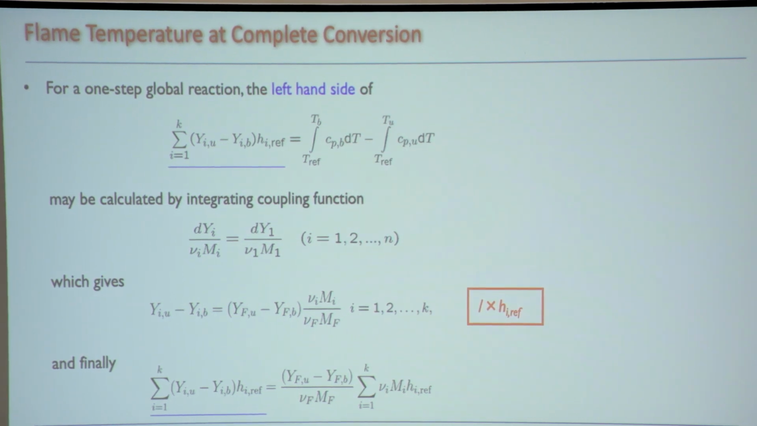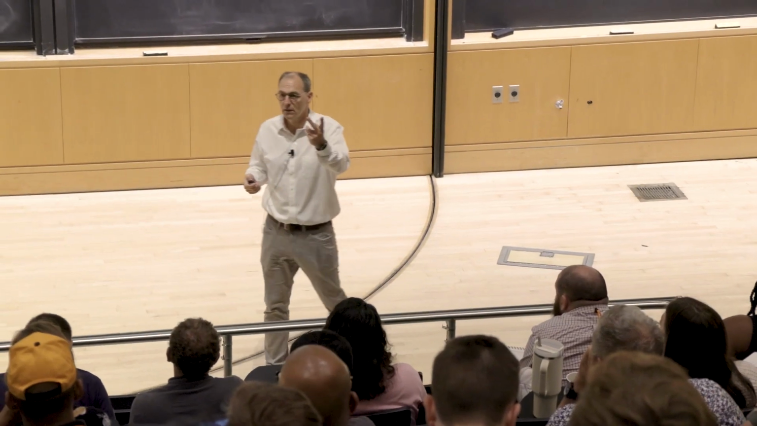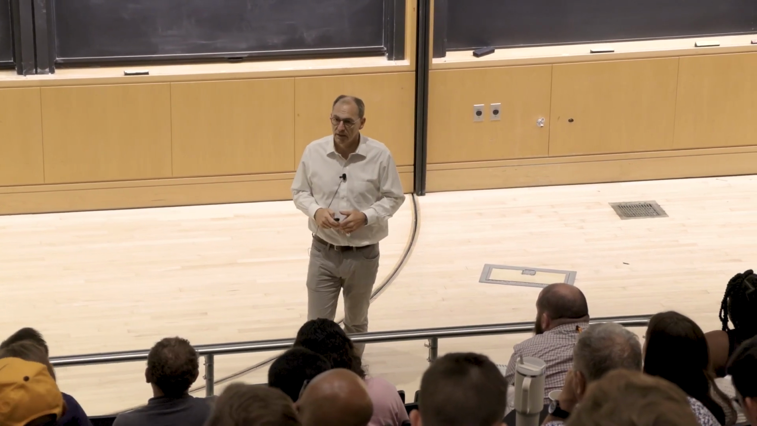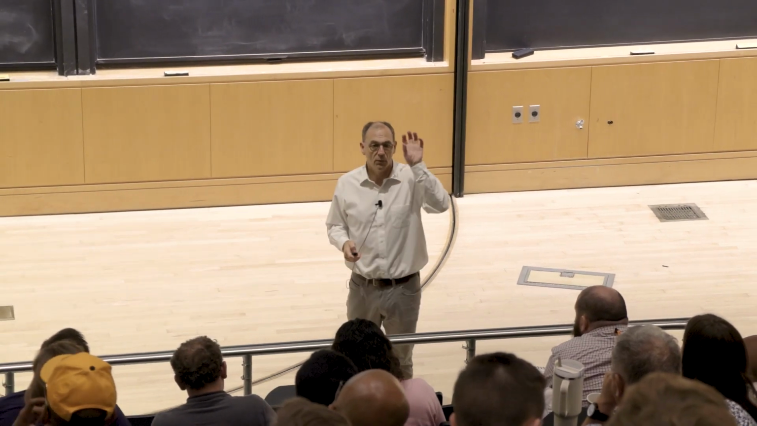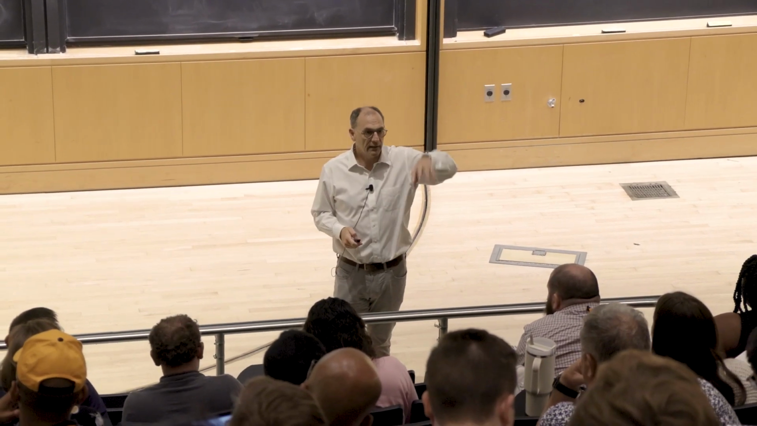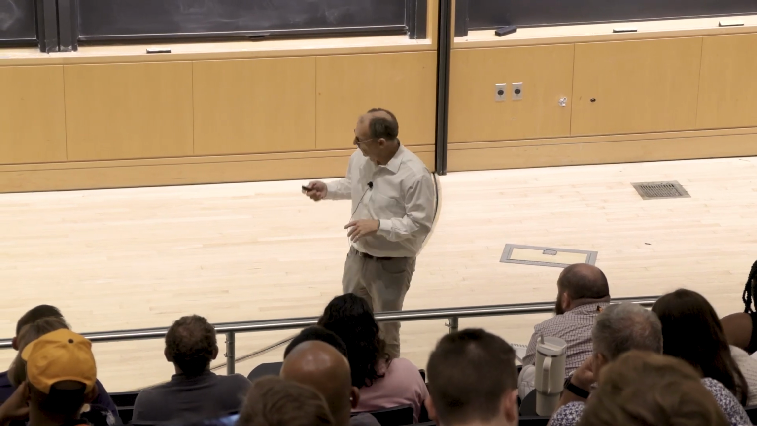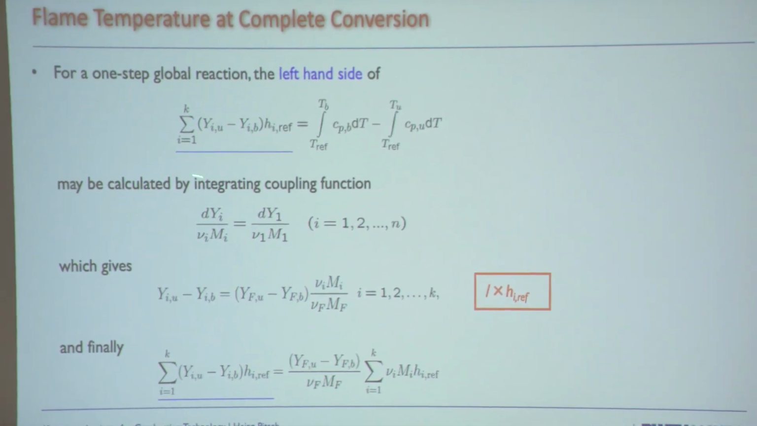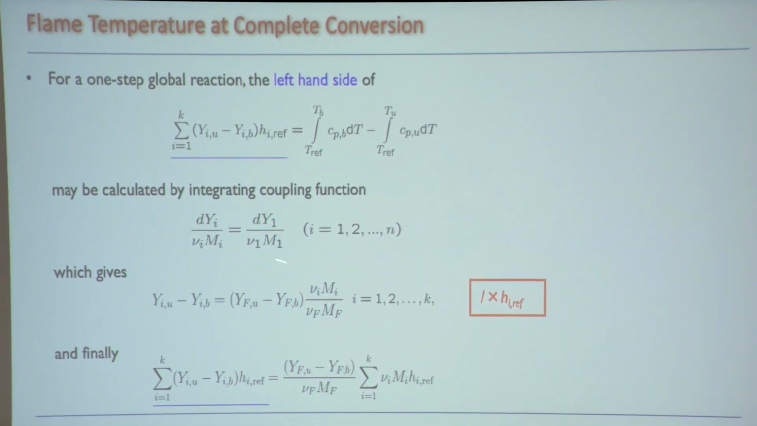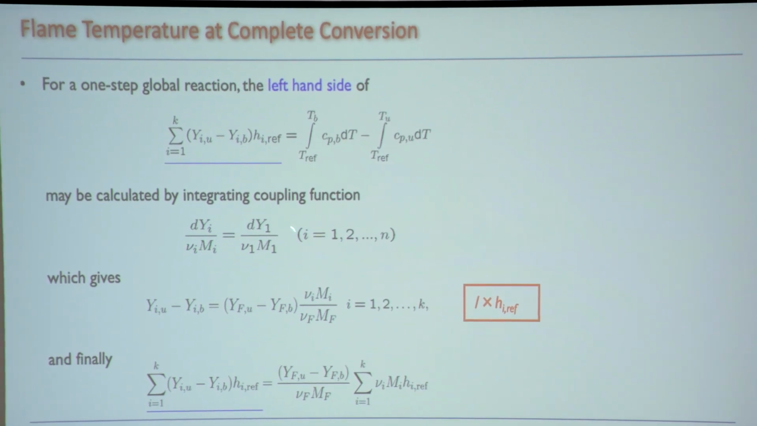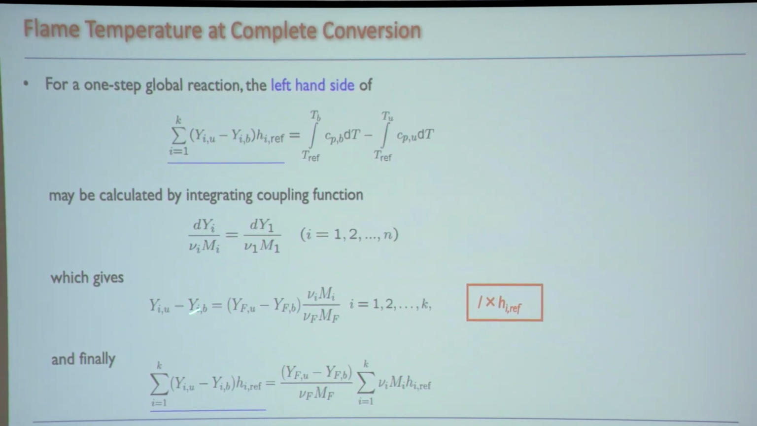And of course, I can relate each one of these with a coupling function, to just the change of the fuel mass. And the fuel mass, we know. We know the fuel mass in the beginning, and at the end, at least for lean combustion, fuel is 0. Okay? So the coupling function helps us here. I integrate it, I get this. I just put this coefficient on one side, okay? And I relate everything to the fuel.